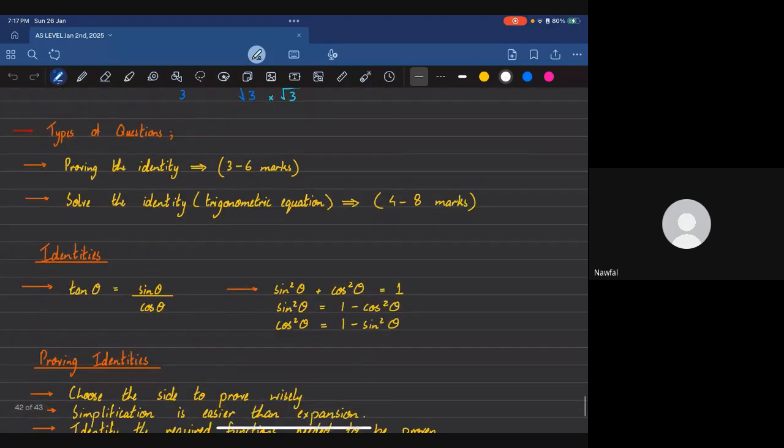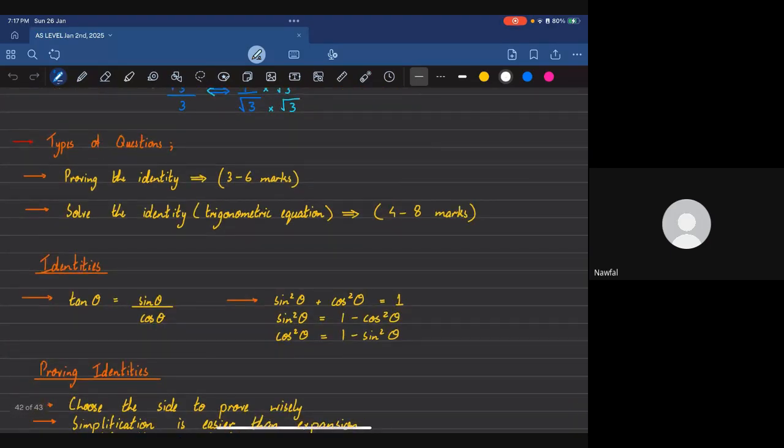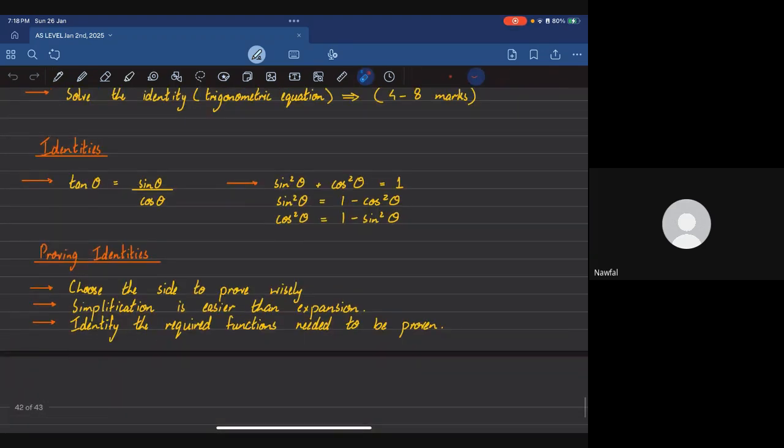First of all, we saw what sort of questions the examiner can ask. Secondly, we saw how to prove identities as well, and what sort of identities are given to you in your syllabus, these ones. And then we began with how to prove identities.